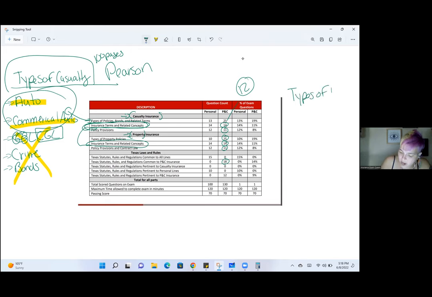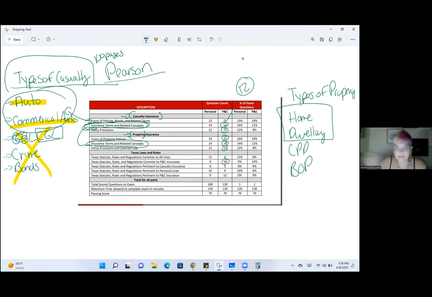Types of property. And again, this works for anyone who has a Pearson state. Types of property is home, dwelling, CPP, and BOP. Only focus on home and dwelling. Half the points. Commercial is too tricky to study. It's a lot of material, a lot of numbers, a lot of things. So I don't focus on commercial very much. I focus on the ones that are the easiest to learn.